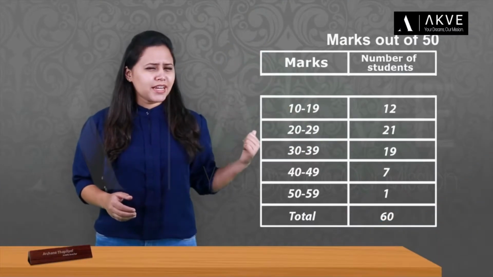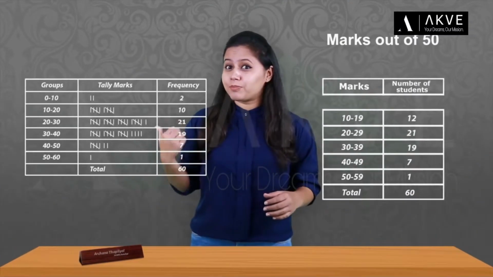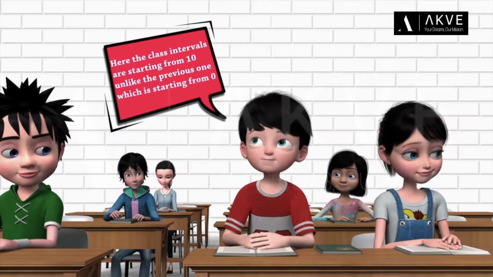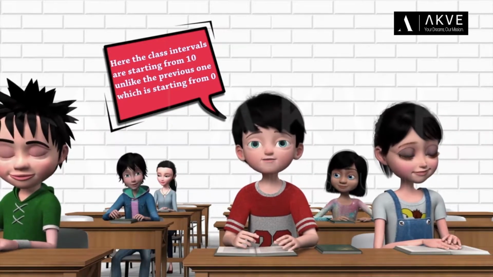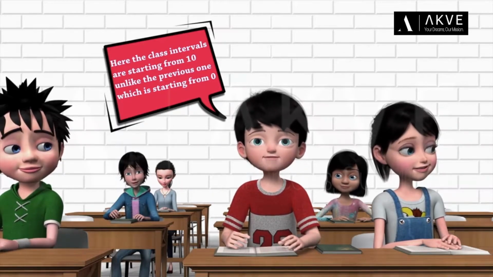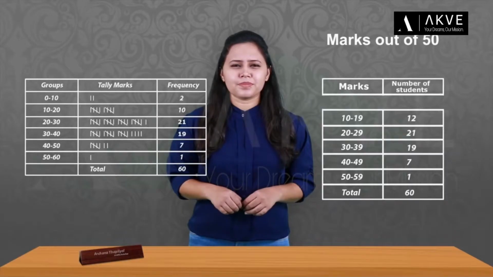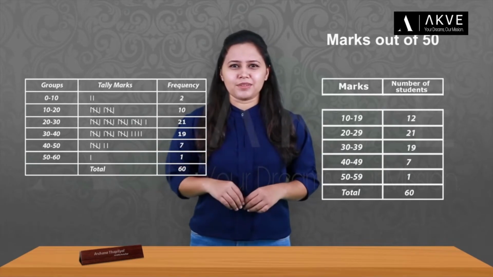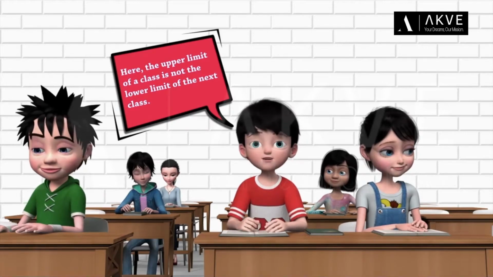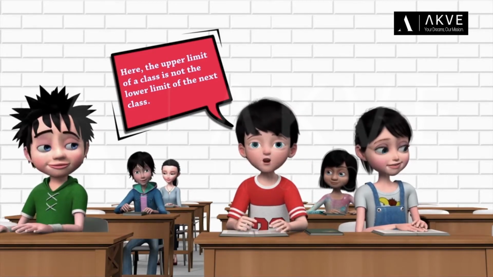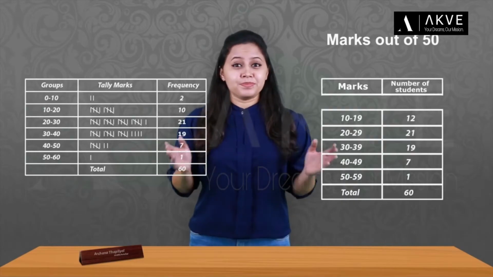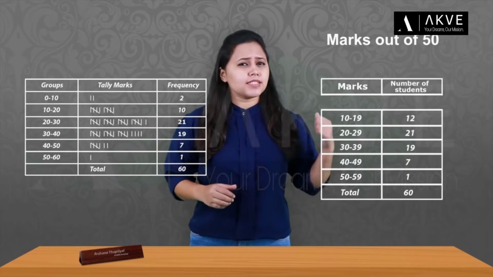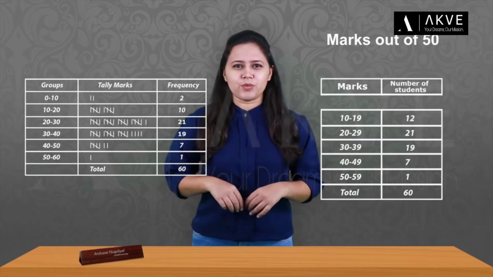Now, this table is somewhat different from the previous one. Can you point out the difference? Here the class intervals are starting from 10, unlike the previous one which is starting from 0. This is true, Jack, but this is not what we are looking for. Try again. Here the upper limit of the class is not the lower limit of the next class. Well done, Jack. I'm impressed. This is what makes this table different from the previous one.